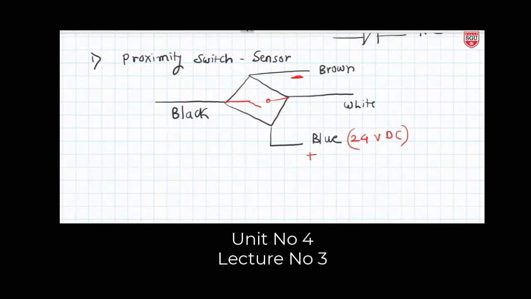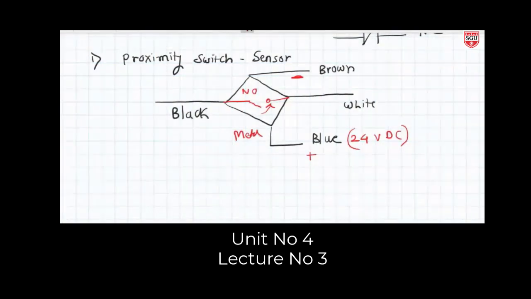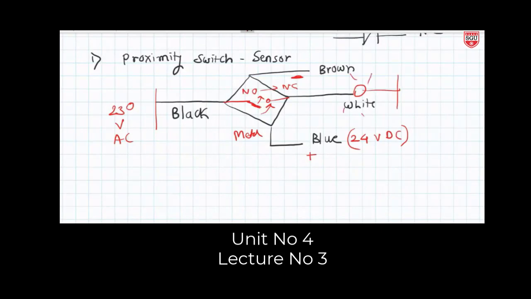When metal comes in front of this, what will happen? This lever will get automatically attracted. Now it is in NC, sorry, NO. When metal comes in front of that, the switch which is in the NO position will move and become NC. Here we are attaching 230 volt AC. Here suppose I am attaching a bulb. Here I have attached the bulb. Here N. So what will happen?